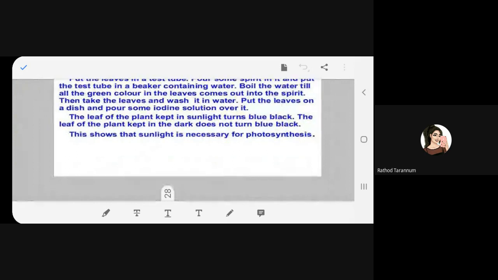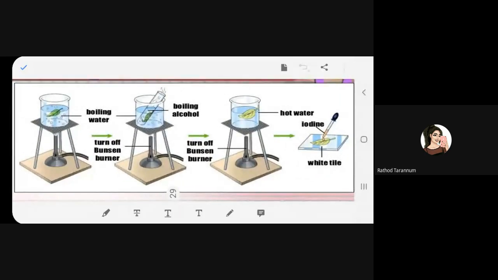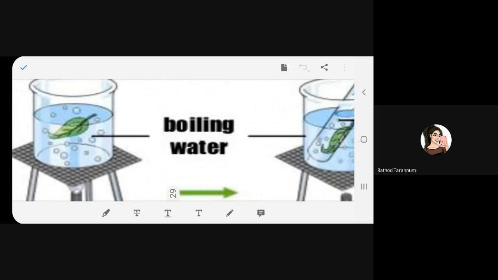Now we see the experiment. This is a better way to show it to you. What we did: we took the leaf, can you see this? We took the leaf over here.